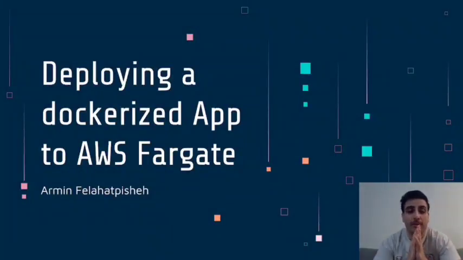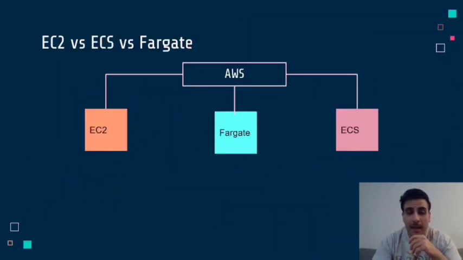I want to talk about deploying a dockerized application into AWS Fargate. Before getting to that, I would like to differentiate between a couple of services that AWS offers. The first one is EC2, AWS Fargate, and AWS ECS.